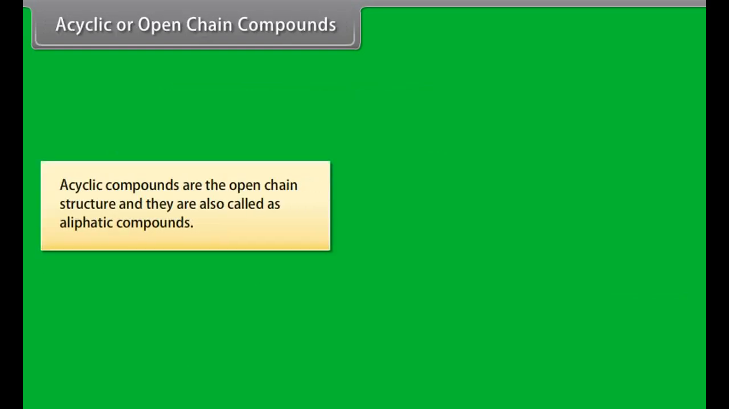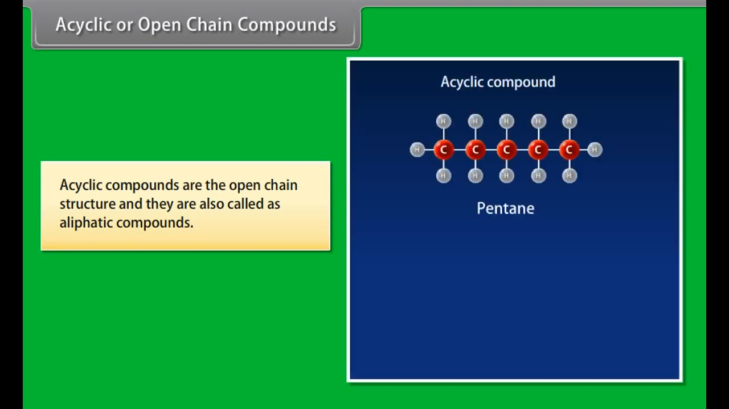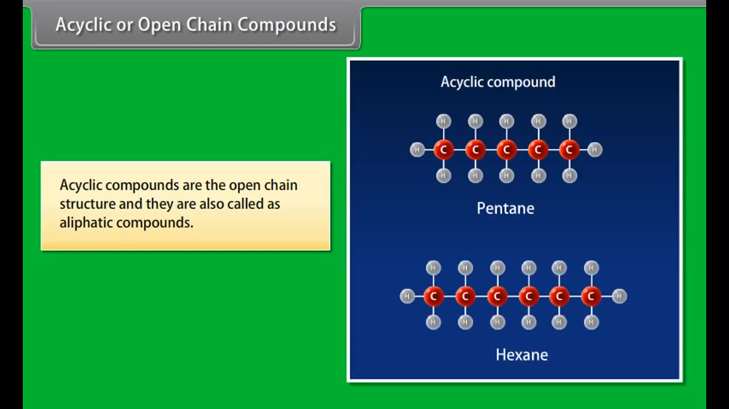Acyclic or open chain compounds. Acyclic compounds are the open chain structures and they are also called as aliphatic compounds.